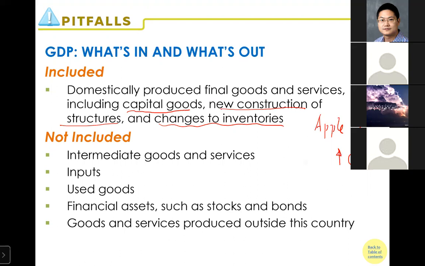What is not included: intermediate goods and services. So in the following slides, I'm going to explain to you what intermediate goods means. Essentially, intermediate goods and services are the goods and services we use to produce other things. Right? So we will have slides to explain that. Input is not included. Used goods and financial assets are not included. Finally, goods and services produced outside this country are not included, even if those goods and services are produced by Americans.